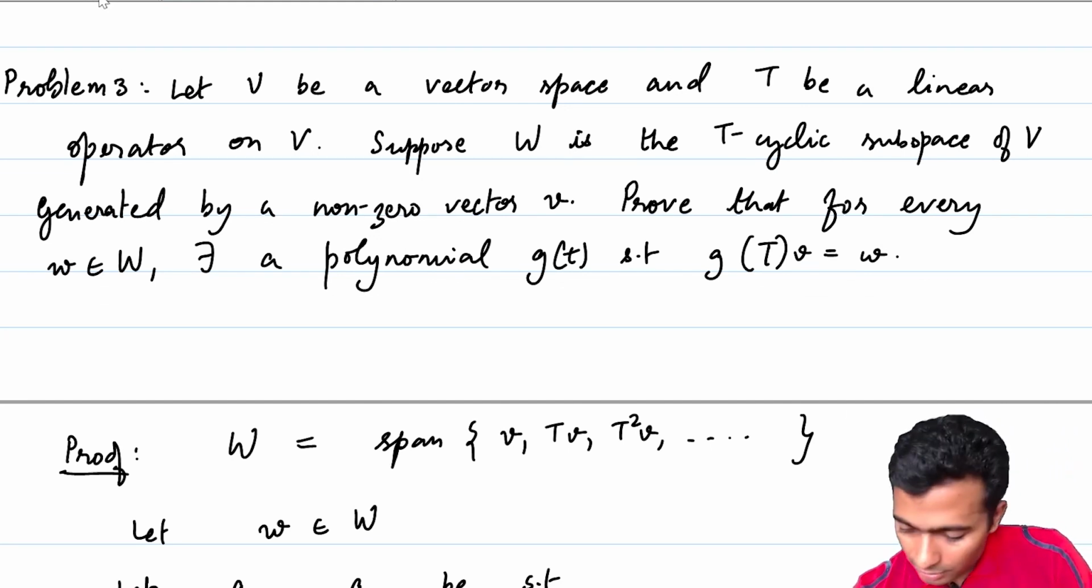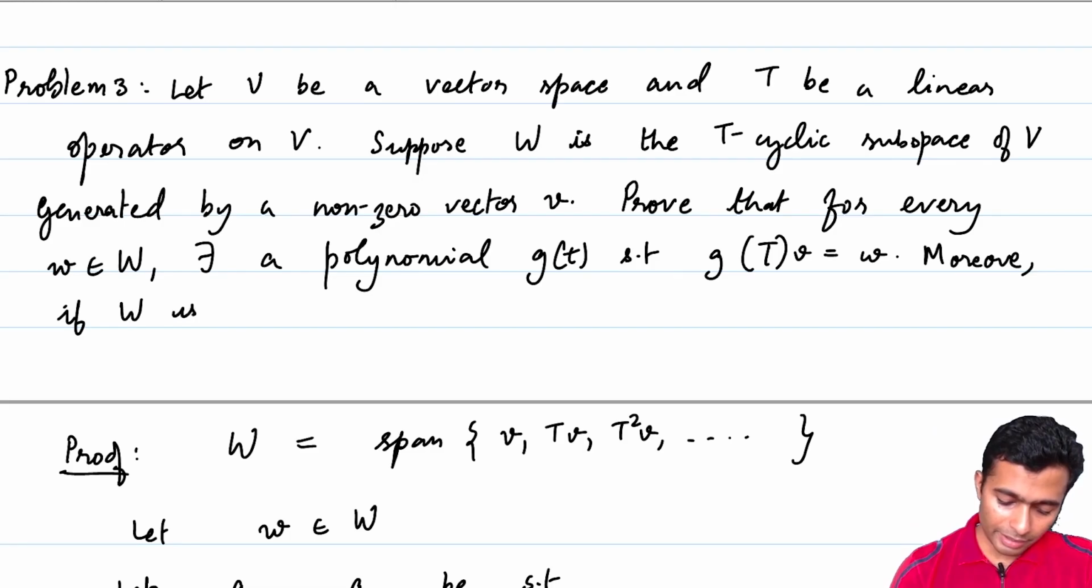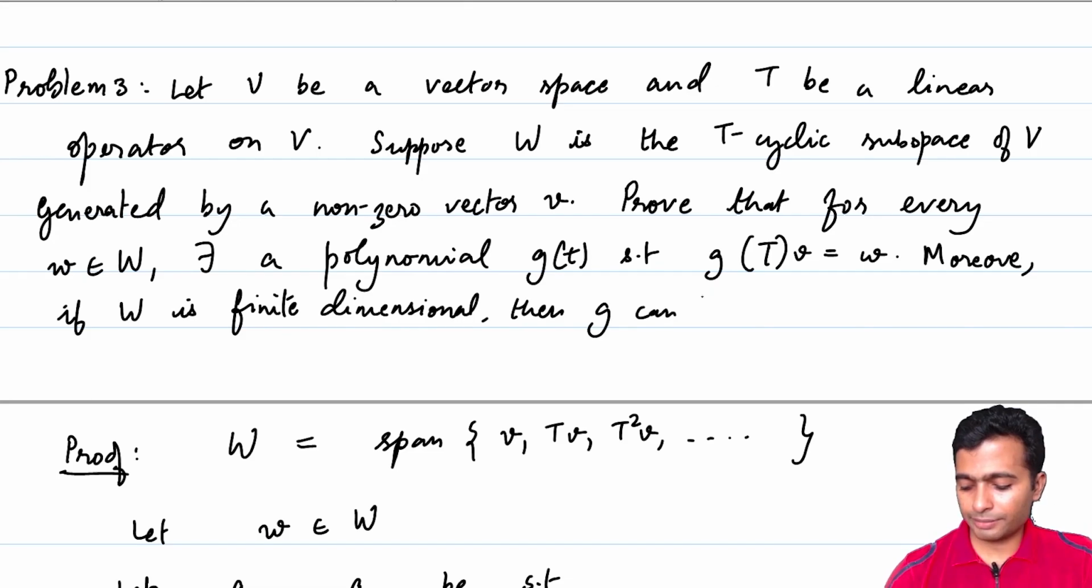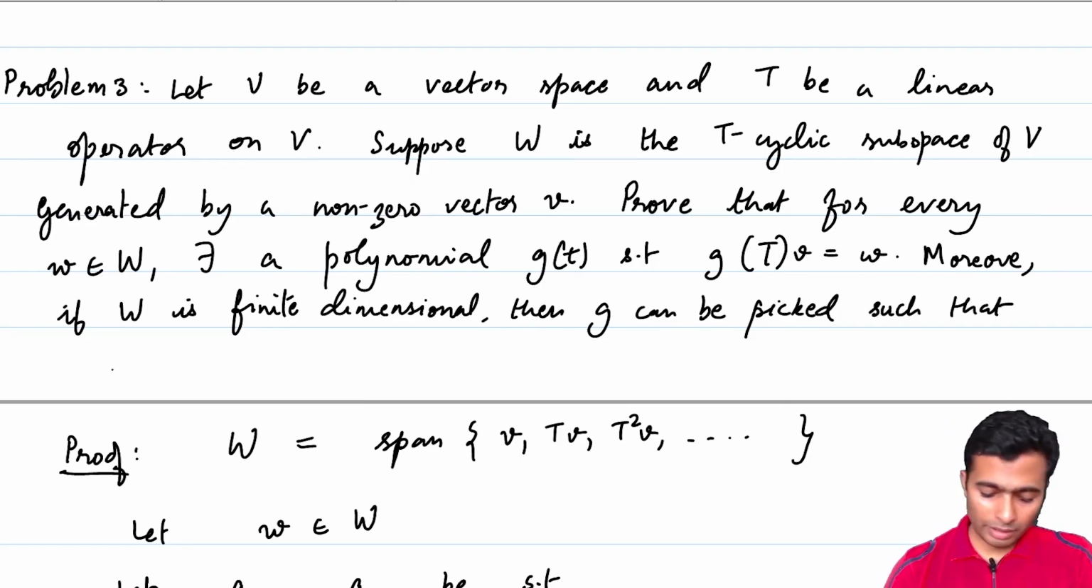So let me just add a small portion to this. Moreover, if W is finite dimensional, then g can be picked, and that's also actually visible from what we have just done, such that the degree of g is less than or equal to the dimension of W.